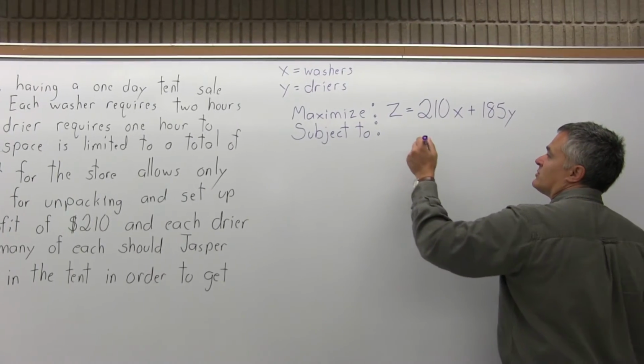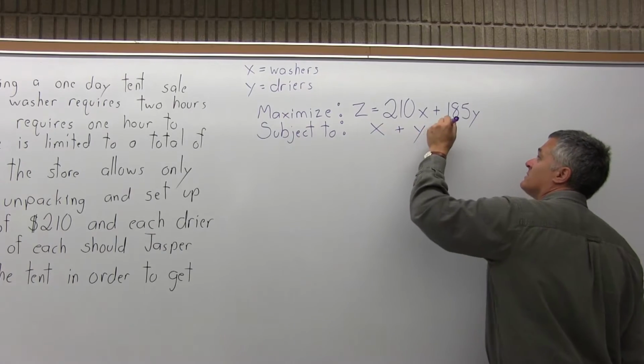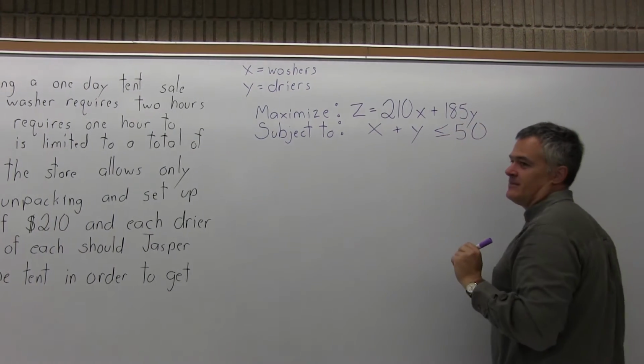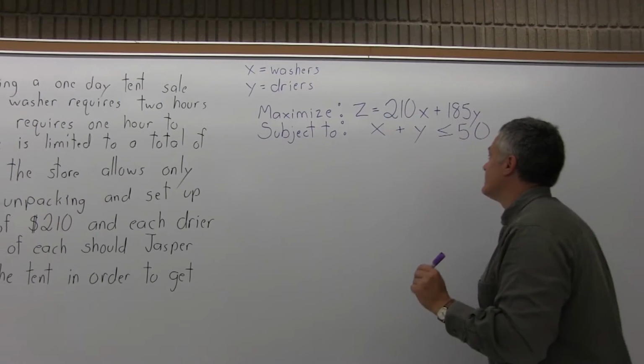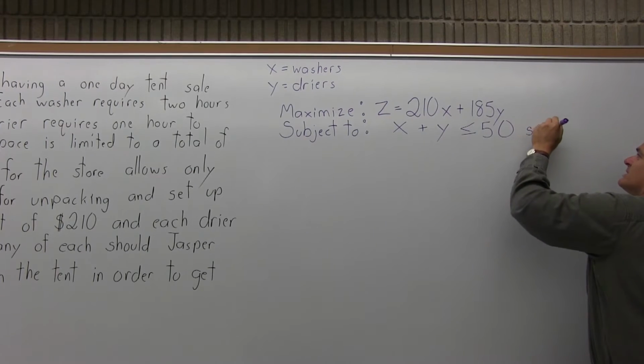So my first constraint is going to be x, the number of washers, plus y, the number of dryers, must be less than or equal to 50. Because that's how much space there is in the tent. And as usual, I like to label these, so I'll just put space.